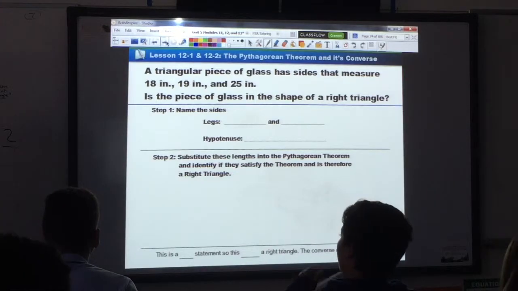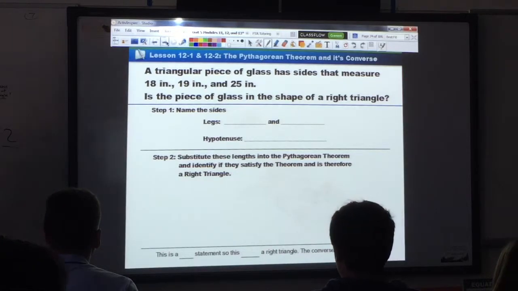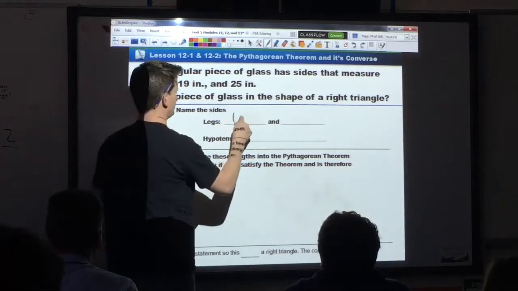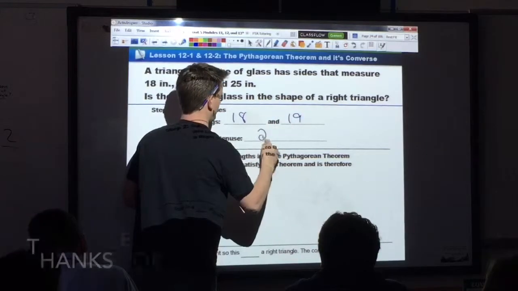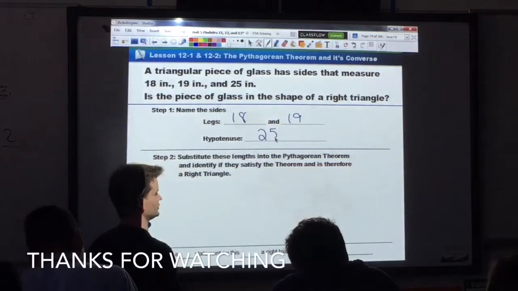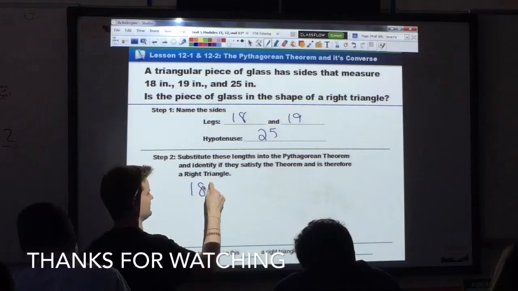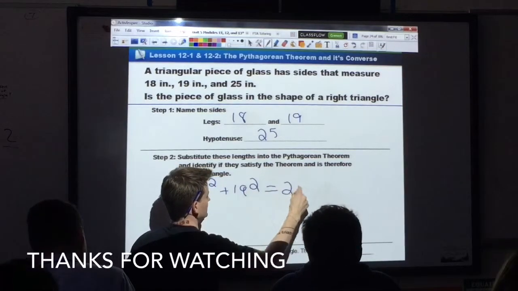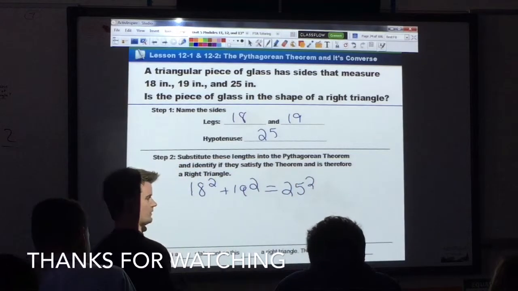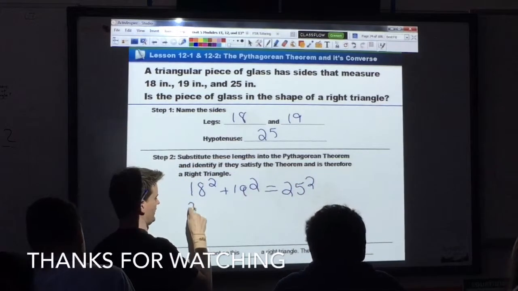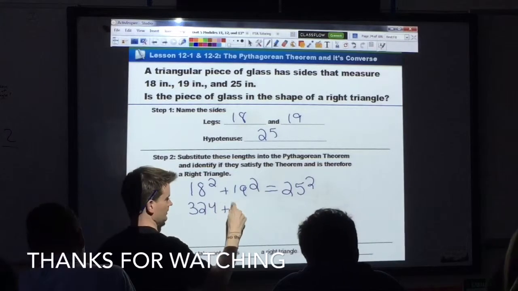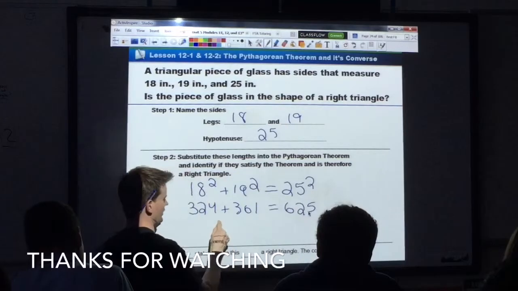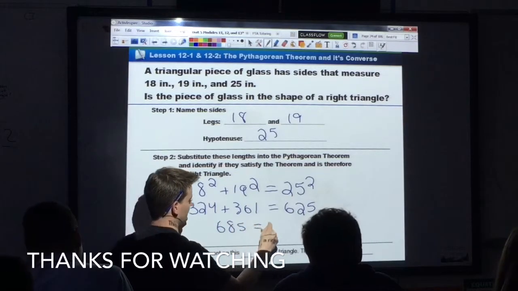25. Remember, the hypotenuse always has to be the bigger side, the largest side. So if you have three measures, the biggest one's always the hypotenuse. So my legs are going to be 18 and 19. Hypotenuse is 25. We put this into our formula and we see if this is going to give us a true statement. 18 squared plus 19 squared equals 25 squared. We do the math here, and we're going to have 324 plus 361 equals 625. We add these together, that's 685 equals 625.